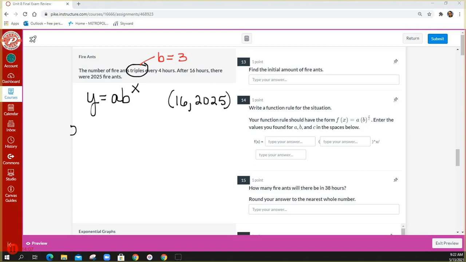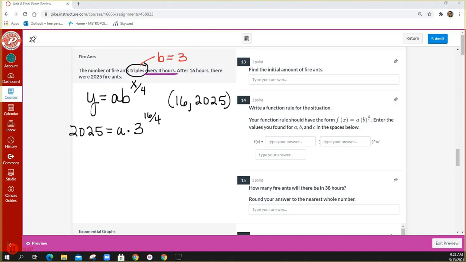So we have 2,025 equals a times 3. Oops, and I almost forgot something really important here. It says every 4 hours. That's really important. So we actually need to take that x and divide it by 4. Because it takes 4 hours for it to triple. So we have 3 to the power of, and then x is 16 over 4.